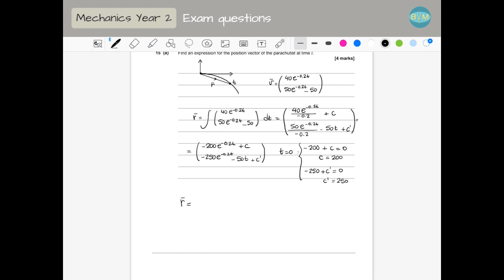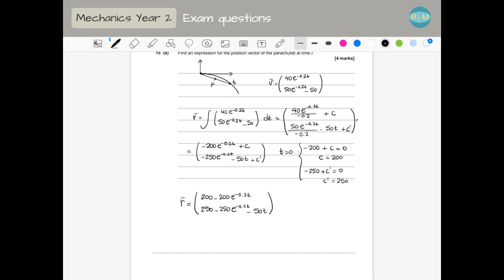Which means now I have an expression for everything. The position vector is this one here, but I'm going to write the constants now. So 200 minus 200e to the power of minus 0.2t, and the other one is 250 minus 250e to the power of minus 0.2t minus 50t. Yeah, that's my position vector.